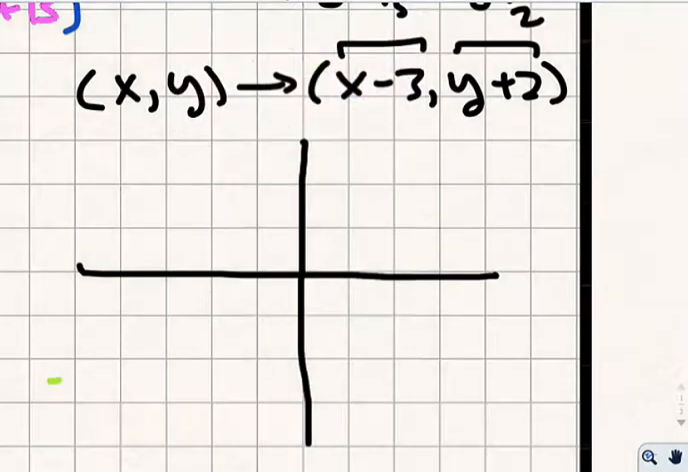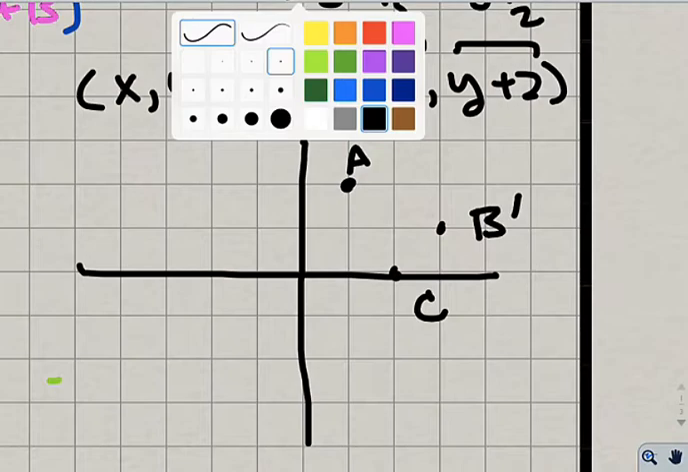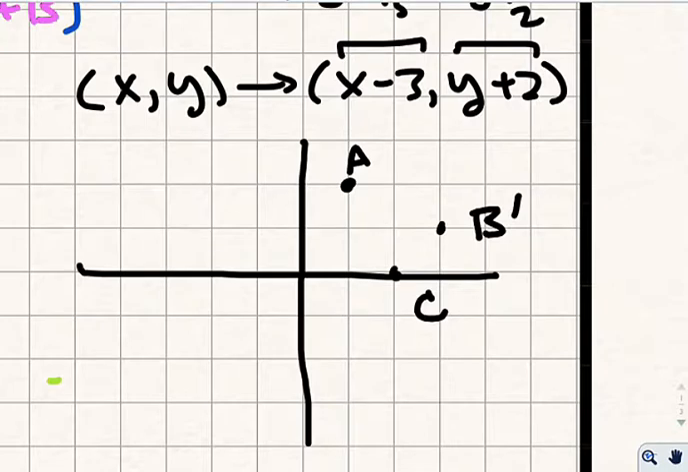If I just pick some points, let's say I pick this one right here and call it A, this one here B, and a point here called C. If I want to use this transformation rule to move them, it says move all my x's back 3, like left 3. So this is going to go 1, 2, 3, and then up 2, 1, 2. And so this one right here is going to be my A prime. Let me move this rule.